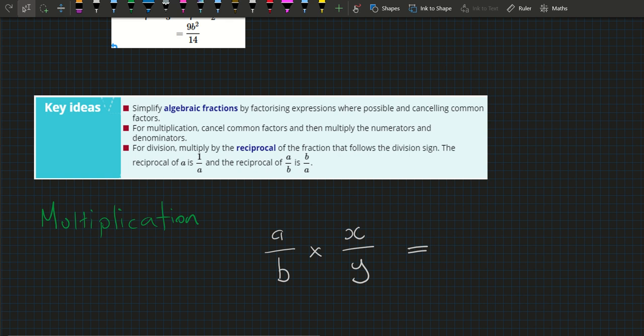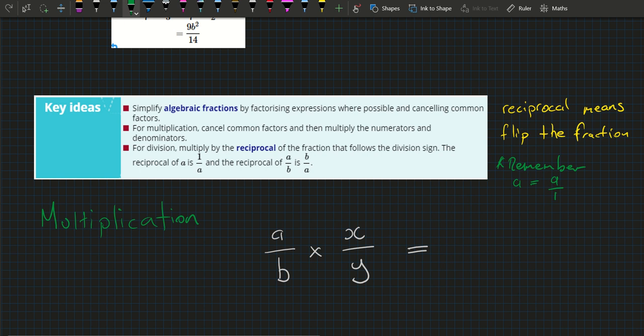By that, the reciprocal means, they've written it down here. So the reciprocal of A is 1 on A, okay? And the reciprocal of A on B is B on A. So in other words, reciprocal means flip the fraction, okay? So flip the fraction. And remember that A is equal to 1 on A... that is, A is equal to A on 1. So that's why the reciprocal of A is 1 on A.